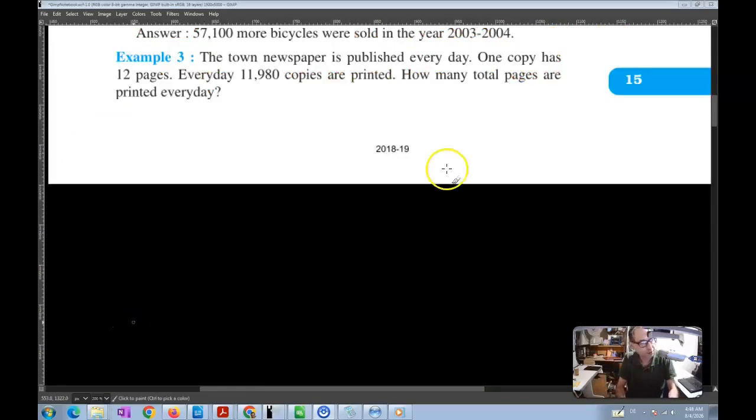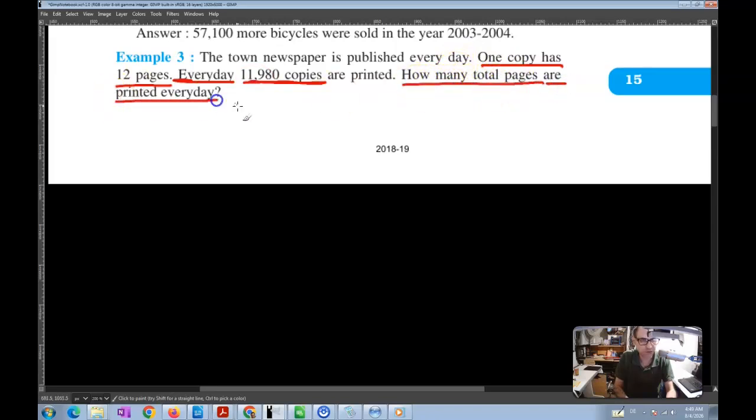Okay, so hello, welcome back. Now in this video we'll talk about example number 3, which is: the town newspaper is published every day. One copy has 12 pages, and every day 11,980 copies are printed every day. How many total pages are printed every day?